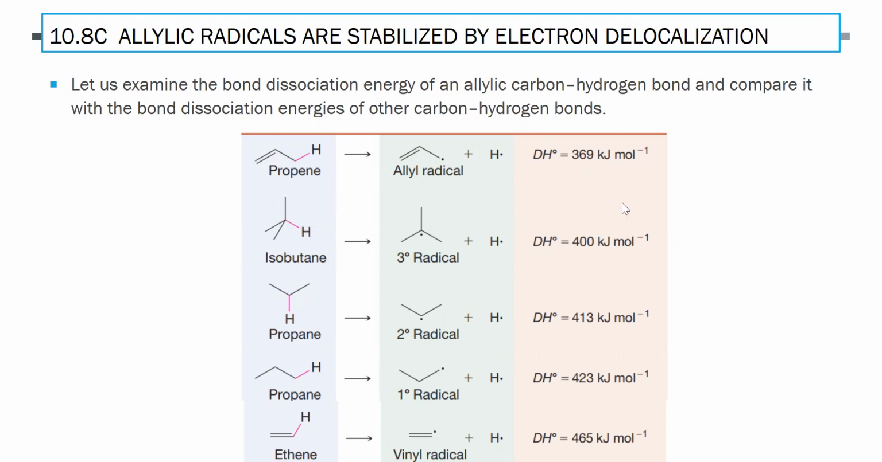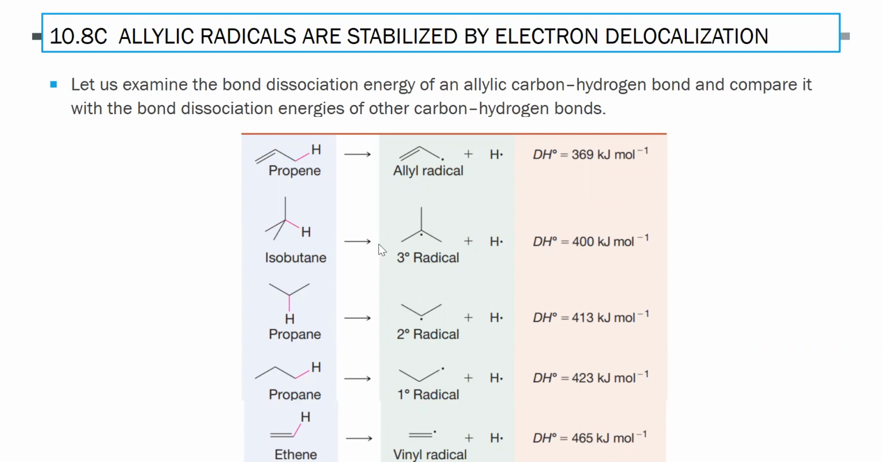Now, if you try to compare it to isobutane, where you also have 3 carbons, and you produce a 3-degree radical, you notice the value of the bond dissociation energy is much lower than 400. Okay, and we've already established before that a 3-degree radical is much more stable than a 2-degree radical and a 1-degree radical.